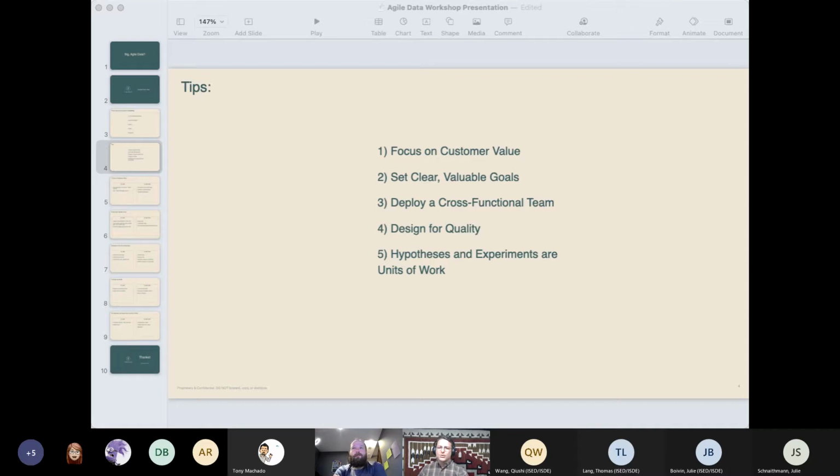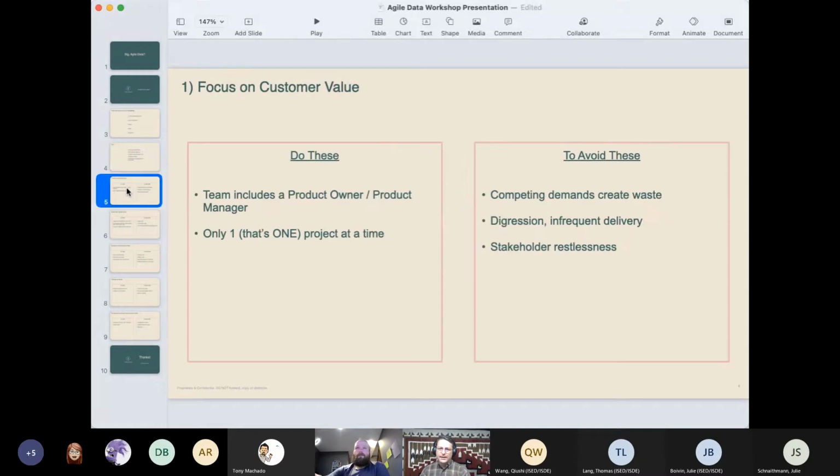Data scientists need to be on a team with someone from product whose job it is to focus on that value and who understands the customer, understands their needs, wants, desires, preferences, and can help shape the product towards that direction. You want only one project at a time. So I use the word focus here really intentionally. It's not just customer value as a priority, it's the focus on that.